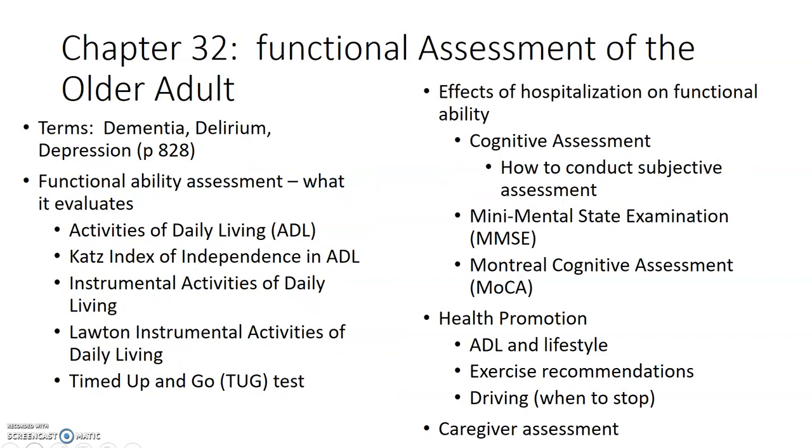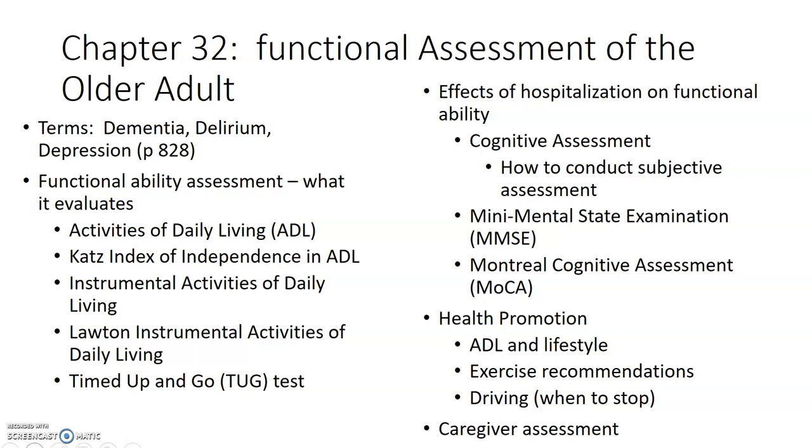Chapter 32 talked about the functional assessment of the older adult. Dementia, delirium, and depression are three distinct conditions. Dementia is the chronic progressive cognitive decline, while delirium is an acute condition which can be reversed, and depression is an overwhelming sense of sadness. It is important for nurses to distinguish between these conditions.